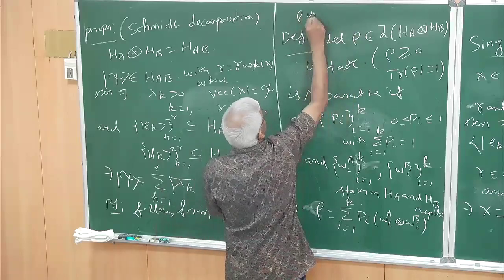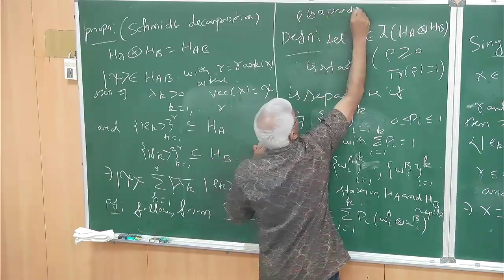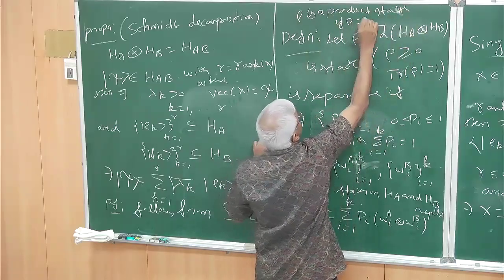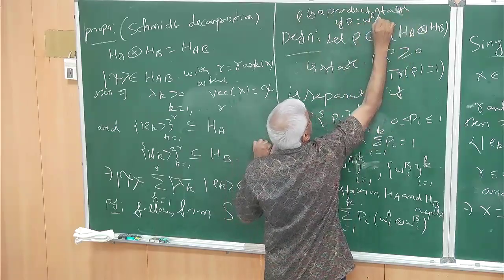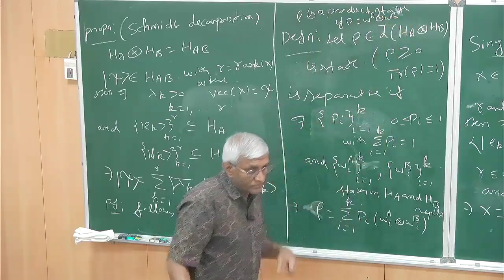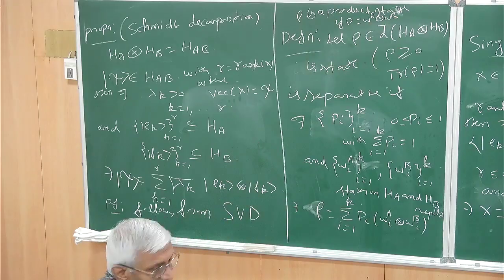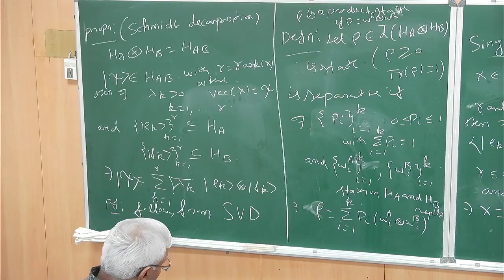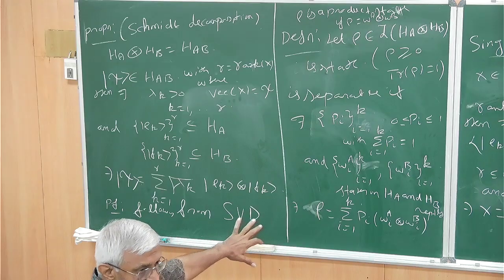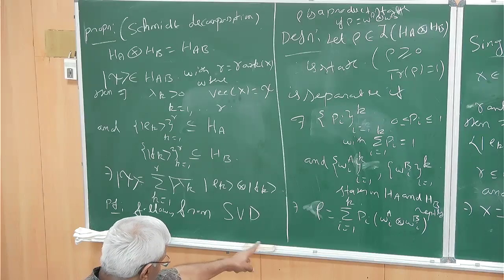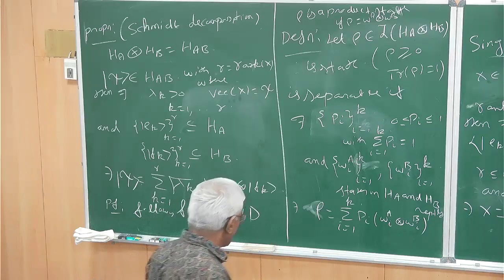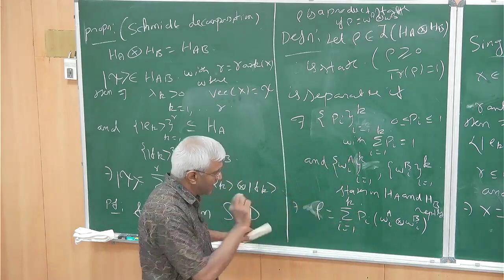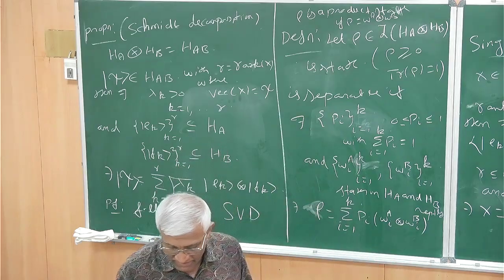Rho is a product state if rho is equal to some omega_A tensor omega_B. You can factor it like that in the tensor product. That is called a product state. If it is a convex combination, like a probability measure, a finite probability measure, of this kind of product states, then it is called a separable state. This holds for any pure state also, the same definition.